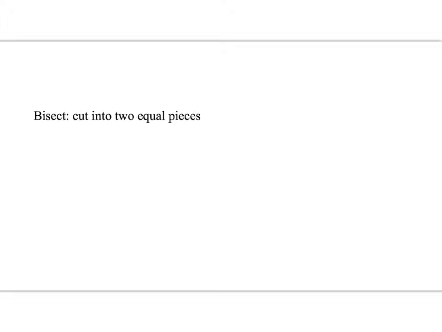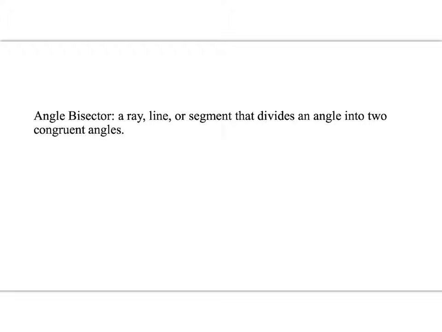So to bisect means to cut into two equal pieces, so to cut in half. So an angle bisector is going to cut an angle in half. So it can be a ray, a line, or a segment that divides an angle into two congruent angles.